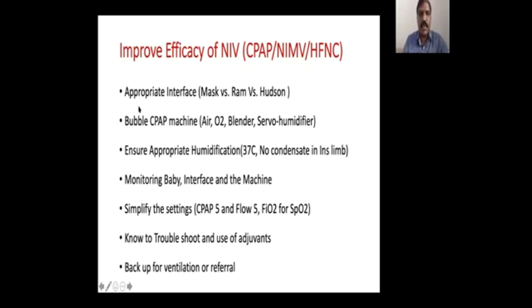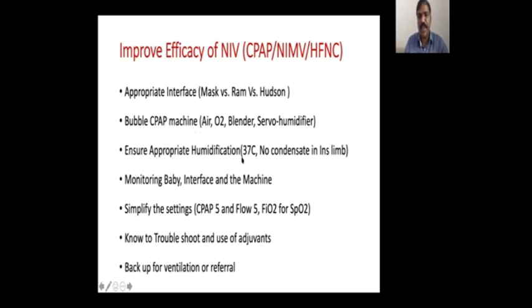For this, you have to remember that your mask, your interface should be appropriate. Whether you use a mask or Ram's cannula or Hudson prong, you continue to use it. Learn the intricacies of using the interface so that your nasal injury will decrease. Expertise is the best method of decreasing nasal injury with any interface. Bubble CPAP machine, yes, if you're using a machine, any CPAP machine, you need a compressed air source, compressed oxygen source, blender, and a servo humidifier. I told you why all this is required.